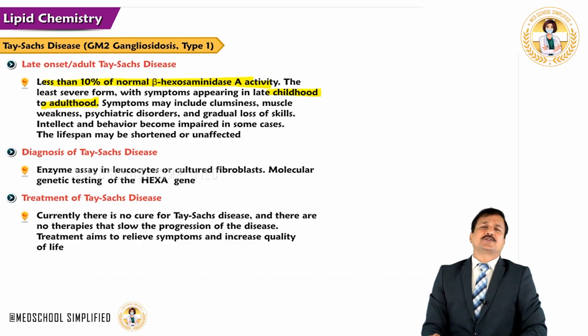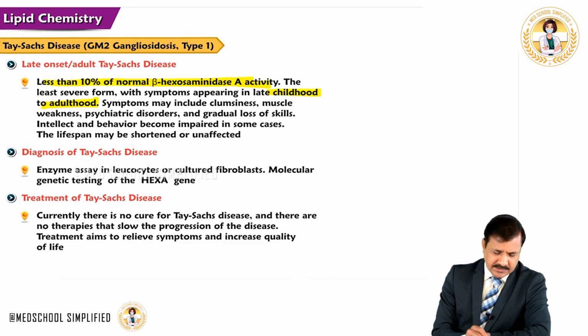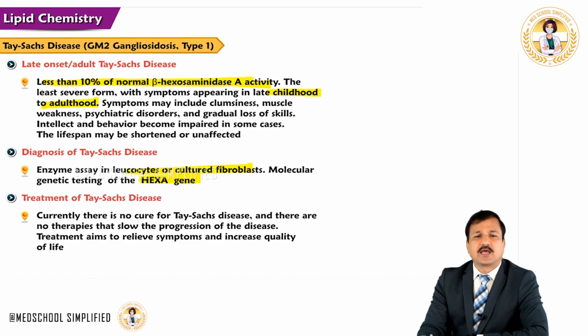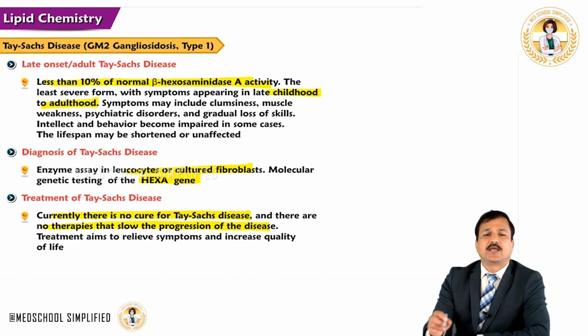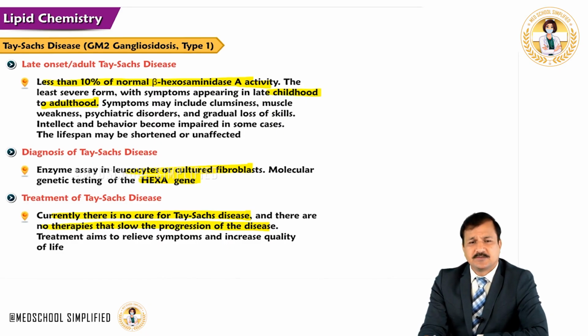Now, coming to the diagnosis of Tay-Sachs disease, enzyme assay in leukocytes or cultured fibroblasts can be done, and molecular genetic testing for HEXA gene can be done. Coming to treatment, currently there is no cure for Tay-Sachs disease, and there are no therapies that slow the progression of the disease. The treatment aims at relieving signs and symptoms and increasing the quality of life.